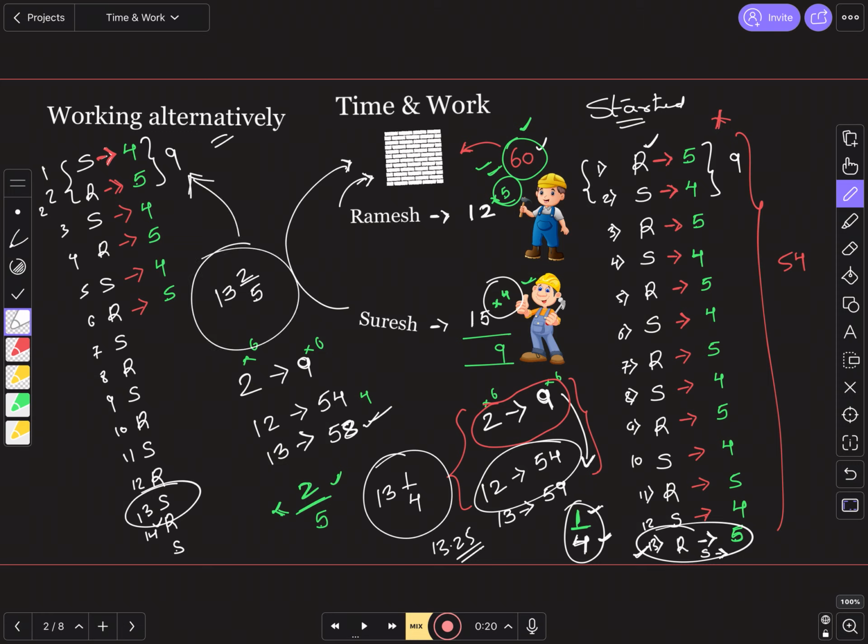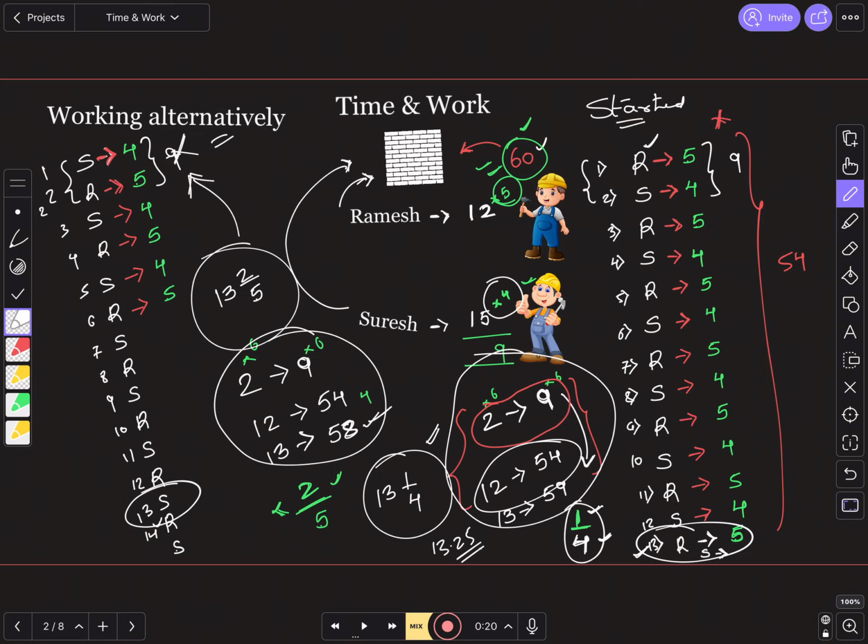If Suresh starts the work while working alternatively, how many days will be required to finish the work? 13 2/5. And if Ramesh starts, how many days will be required? 13 1/4. So you are just supposed to solve this much part in the exam, this much here and this much here, and you should reach your answer, because that's quite the logic. No need to write all this. This is just for your visualization and understanding as to how things will happen.